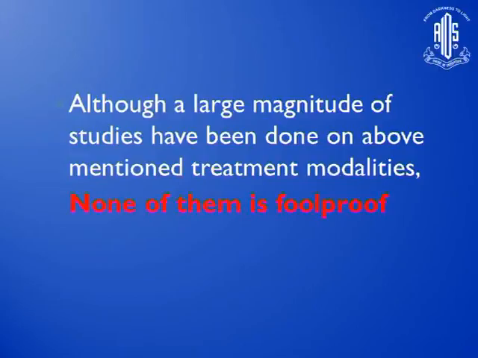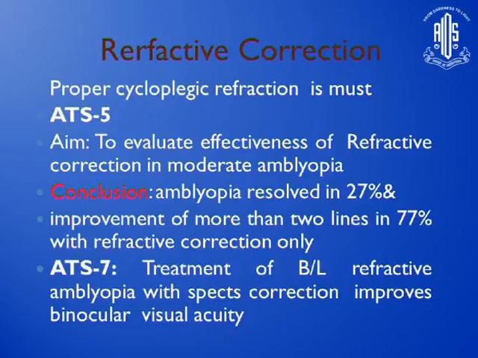ATS-5 was conducted to evaluate the effectiveness of refractive correction in moderate amblyopia, and it was concluded that amblyopia resolved in 27% of patients, and there was improvement of more than 2 lines in 77% of patients with refractive correction only. In ATS-7, treatment of bilateral refractive amblyopia with spectacle correction improved the binocular visual acuity.